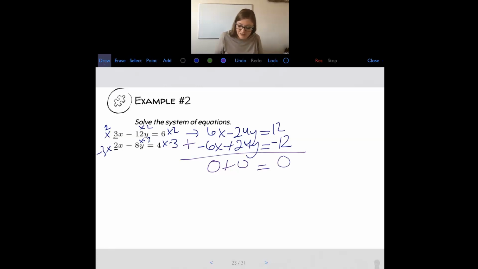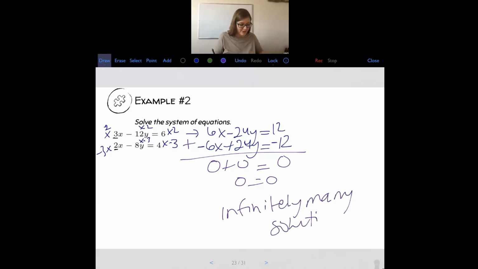So we get 0 equals 0, which is a true statement, right? So we talked about this previously with solving equations. This means that there's infinitely many solutions, okay, or that the lines are identical. So let's talk about how to write our answer.